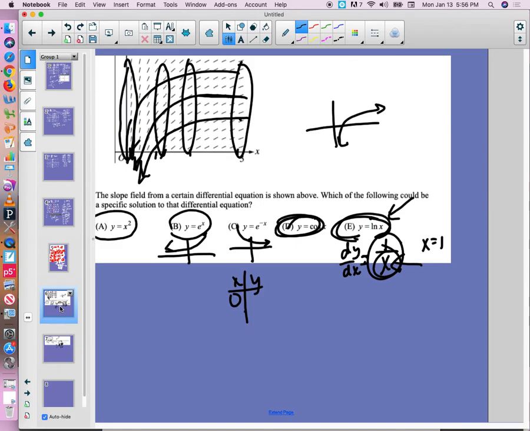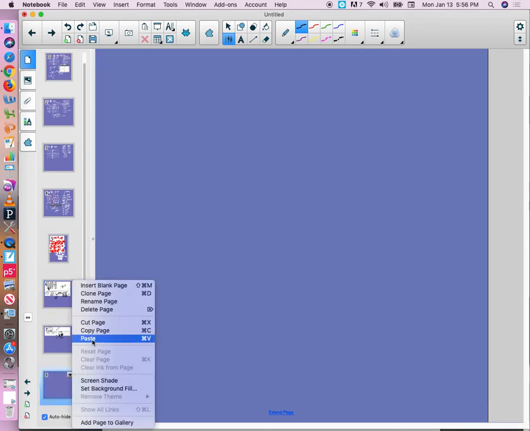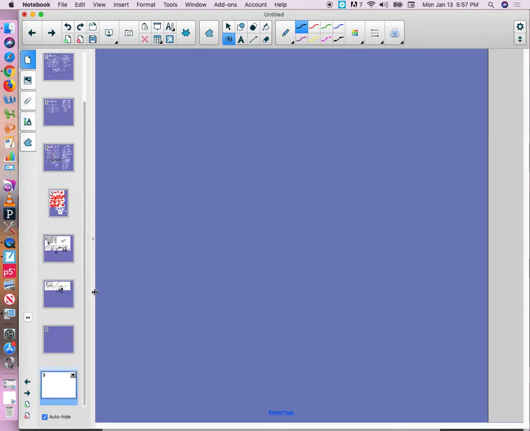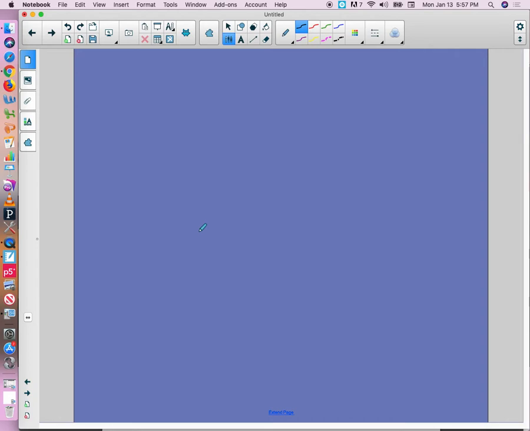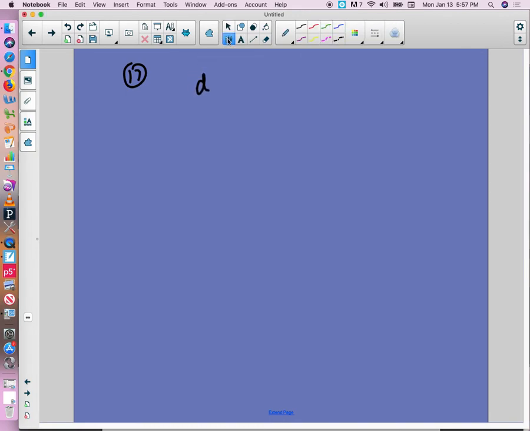Did we get E for 15? Yeah, okay. So now we're on number 17, which is a free response problem from a real calculus test. Consider this, it's called a differential equation because it's written as differentials: dy over dx equals xy over 2.